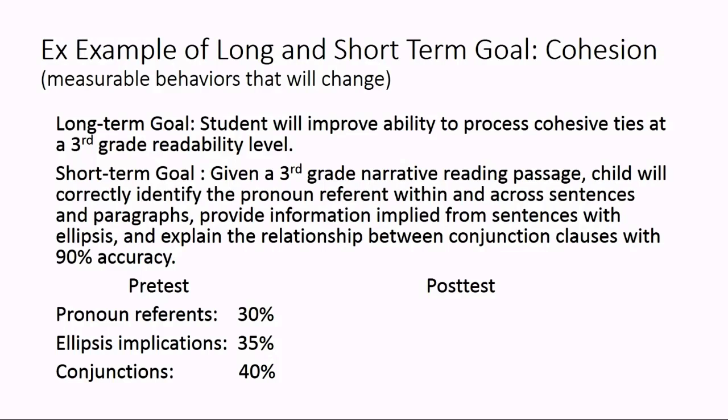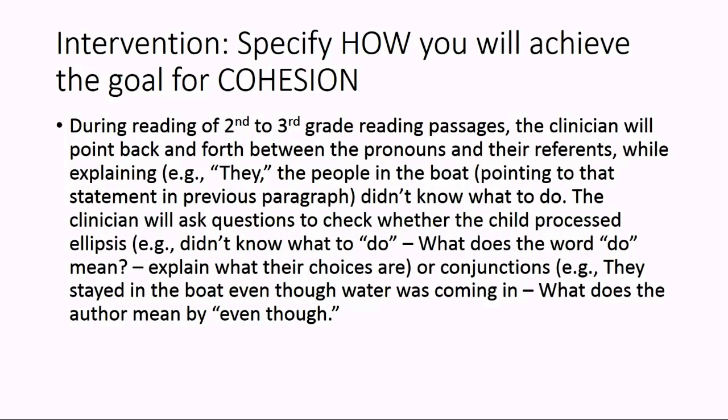All of these cohesive ties are very difficult to process. During the preschool years, kids have difficulty with pronouns, just getting the gender and subject-object relationships down. They're also very likely to have difficulty with cohesive ties that cross the boundaries of sentences and paragraphs. So you can see pronoun reference 30%, ellipsis 35%, conjunctions 40% at pretest, and you're hoping for 90% accuracy at post-test.